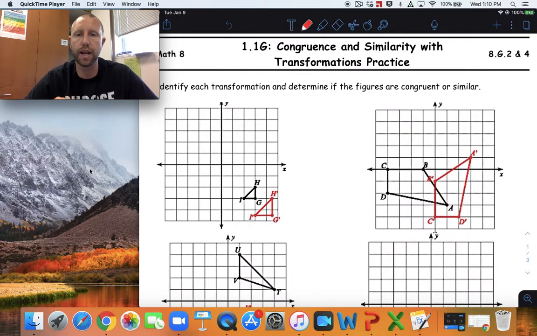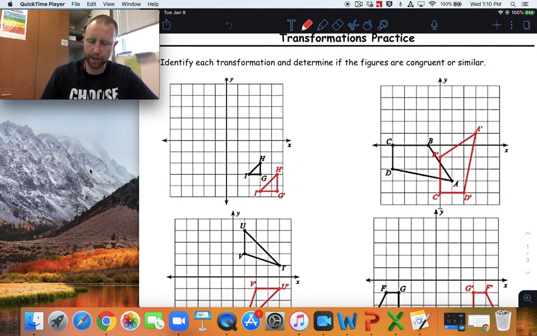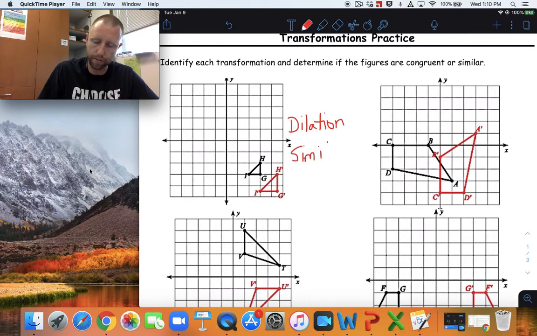Where we have to say what the transformation was and then determine if it was providing us with figures that are similar or congruent. Okay, so that's how we'll start here. For this first one, we've got two triangles here, HIG and then H prime, I prime, and G prime. We will say that that is a dilation because we can see that it is enlarging the shape. And remember, a dilation is where it forms two shapes that are similar.